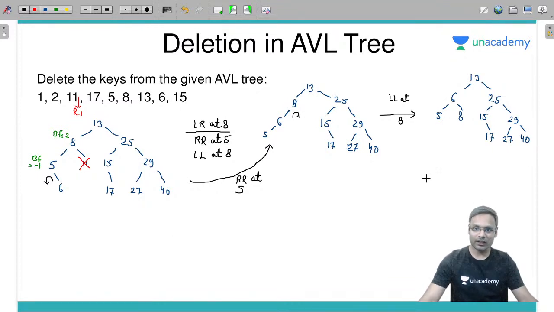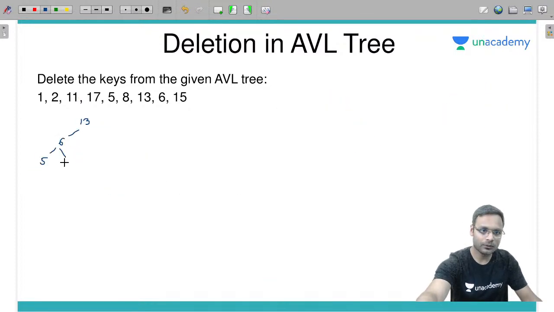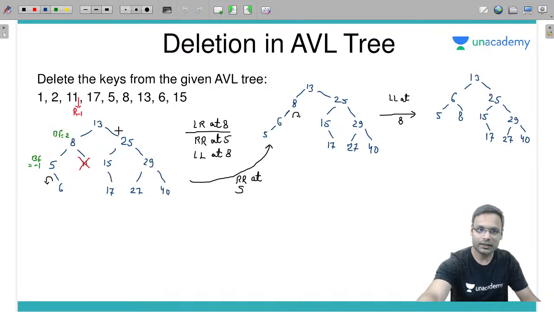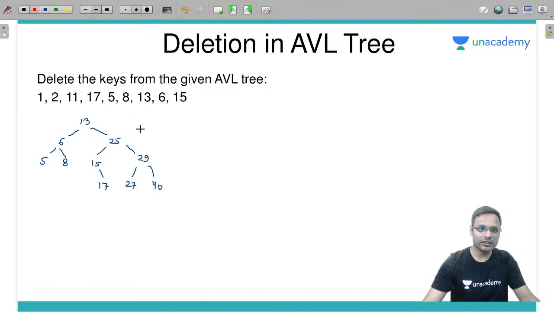यहाँ से delete करेंगे. Okay, so let me draw the same tree again on the next page so that we can understand how the deletion happens. Okay, next is 17 deletion. Fine. चलिए जल्दी से मैं tree बना लेता हूँ. 13, 6, 5, 8, right side, 25, left side, 15 and 17, 29, 27 and 40. Okay, let's delete next key, which is 17.